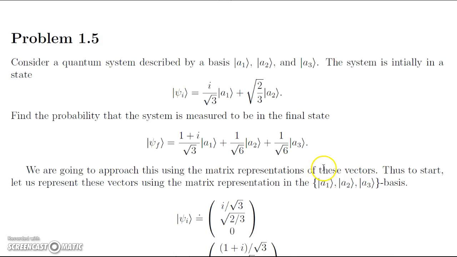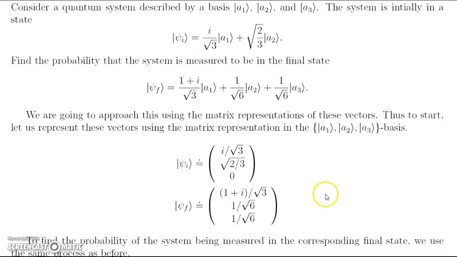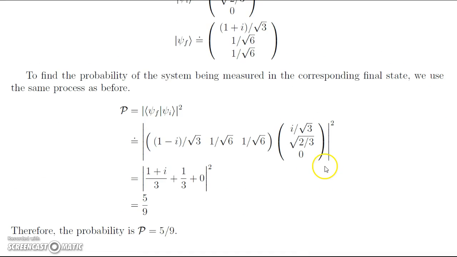So to do this, we note that we're going to represent A1 with the vector 1, 0, 0, A2 with the vector 0, 1, 0, and A3 with the vector 0, 0, 1. Once we have that, we can just add these states across and we get that psi initial can be represented in this basis as i over root 3, root 2/3, and 0, and psi final can be represented in this basis as 1 plus i over root 3, 1 over root 6, 1 over root 6. And now that we have this, we can find the corresponding probability that we're looking for.